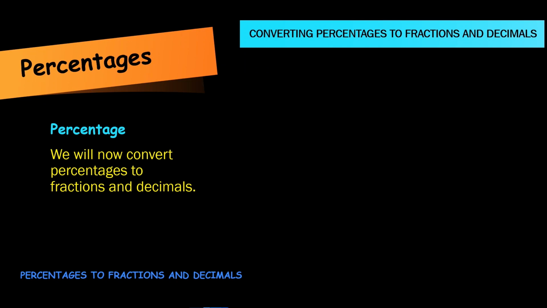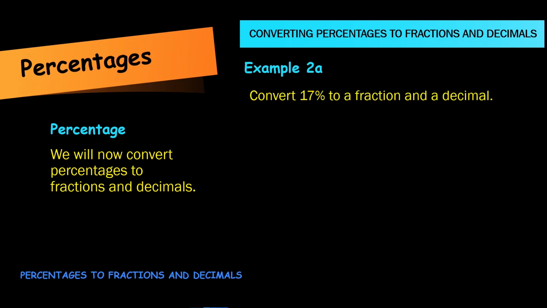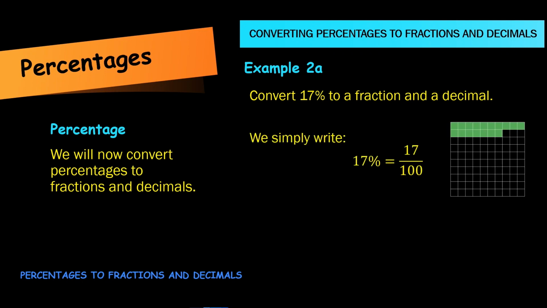We will now convert percentages to fractions and decimals. Let's take a look at an example. Convert 17% to a fraction and a decimal. Since 17% denotes 17 parts out of 100, we simply write this as 17 out of 100. And as a decimal, this is 0.17, from our previous knowledge of converting fractions to decimals.